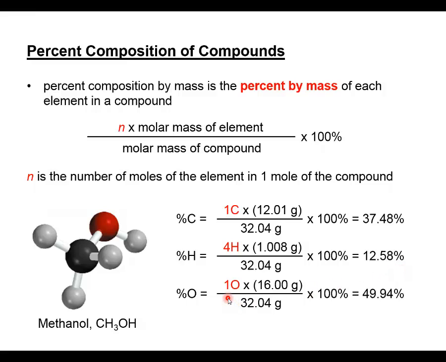And then there's 1 oxygen, so that's my last element I need to look at in this specific compound formula, times its molar mass of 16 from the periodic table divided by the molar mass of the entire compound of 32.04, multiplied by 100, that gives me 49.94%. If I add up all my mass percents, they should add up to 100%, and they do in this case. That's a double check that I've done all of these steps in my calculation correctly.